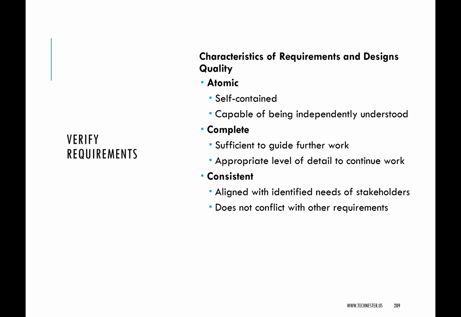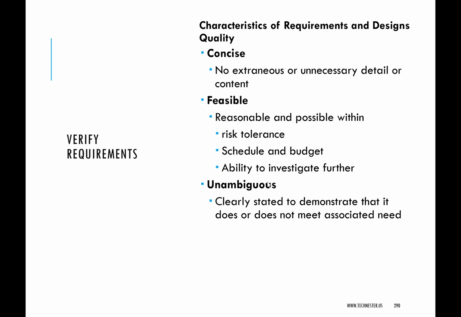So your modeling should be consistent. It should be aligned with the needs of stakeholders, and it should not conflict with other models or other requirements. So your model should not show that the system, for example, says the light should be on, and another of your models is showing that the system says the light should be turned off, right? So you don't want those types of situations. Your model should be consistent. It should work with other requirements and other models that you have.